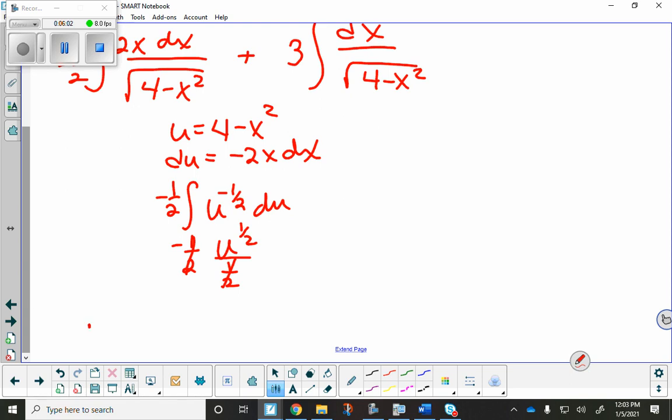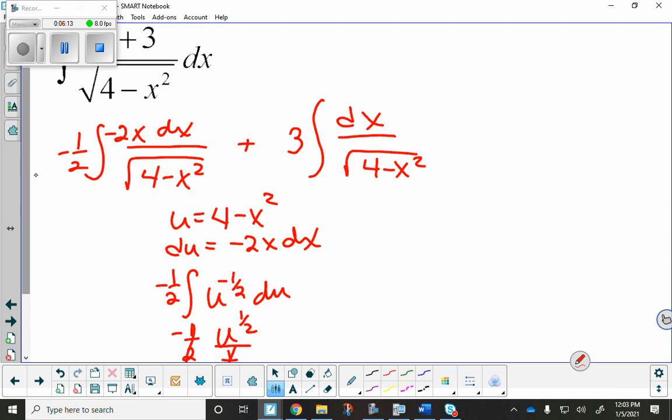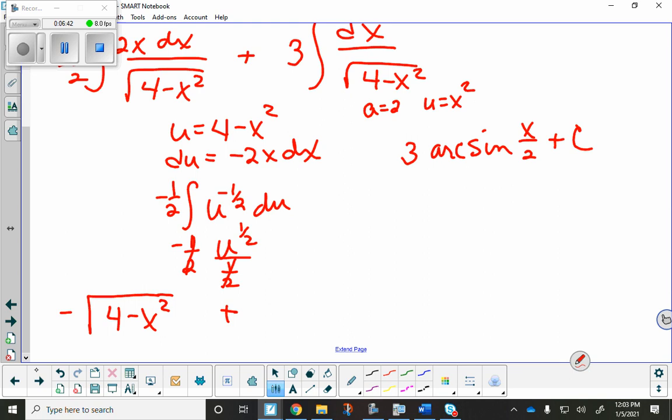So this part is just negative the square root of u, which is 4 minus x squared, plus, well now this one looks like an inverse sine, which indeed it is. My a for this one is equal to 2, and my u is equal to x. Now remember, the inverse sine is the only one where you don't have to say 1 over a times. So this one is going to be 3 inverse sines, or arcsines, of x over 2 plus your ever popular c. So we will add that.